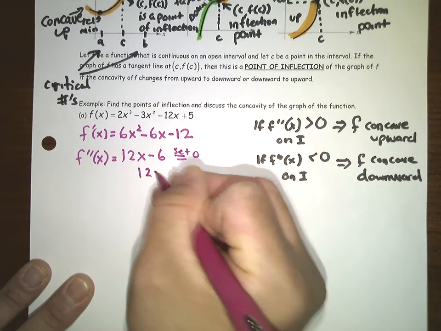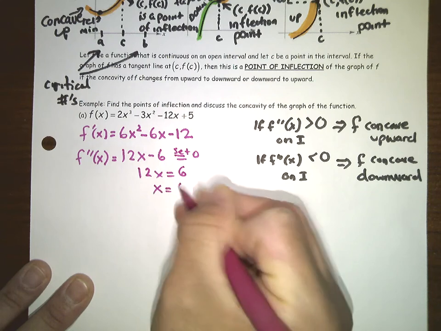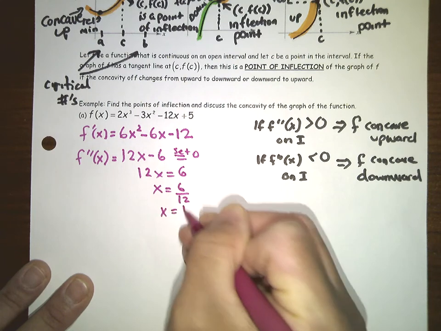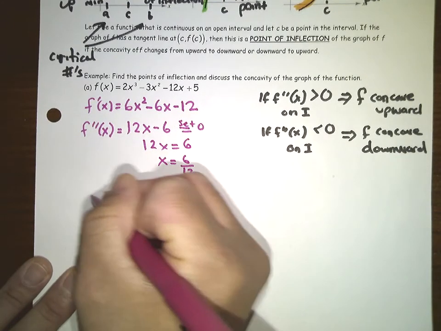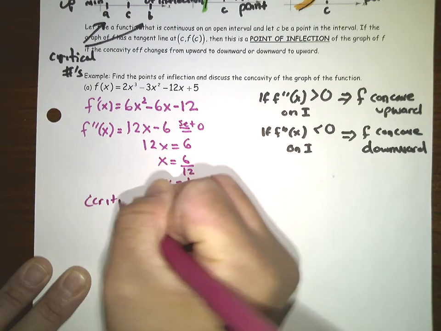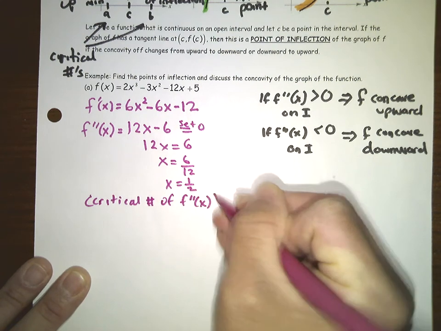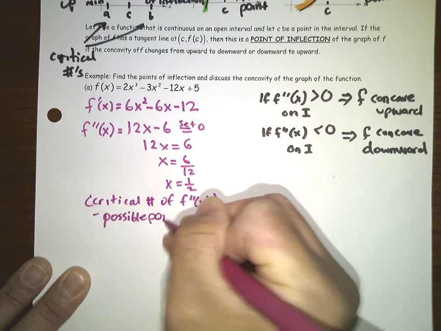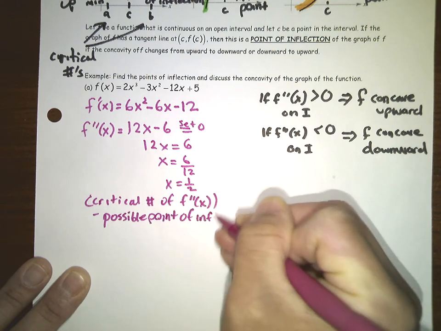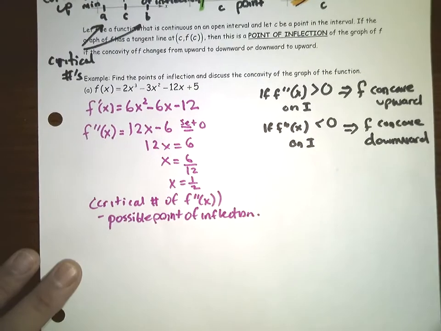All right, so 12x is equal to 6. Then I divide by 12, so x is 6 over 12, which is a half. So in other words, this is the critical number of f double prime of x, but it also means that this is a possible point of inflection. Keep in mind that this is just a possible point of inflection.